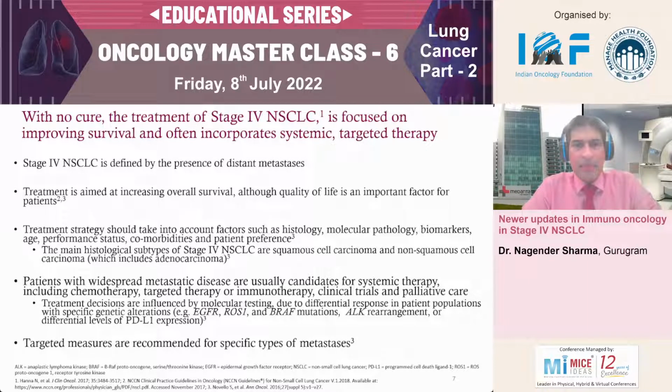The main histological subtypes of stage 4 NSCLC are squamous cell carcinoma and adenocarcinoma. Patients with widespread and metastatic disease are usually candidates for systemic treatment, including chemotherapy, targeted therapy, immunotherapy, clinical trials, and palliative care. Targeted measures are recommended for specific types of metastasis.